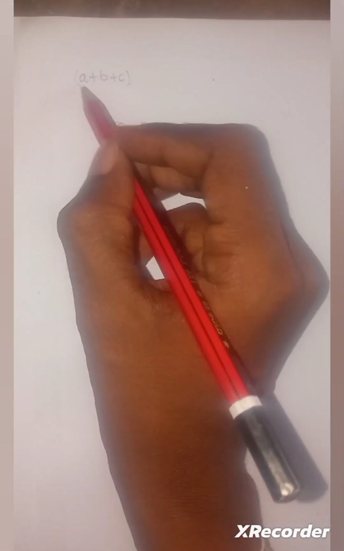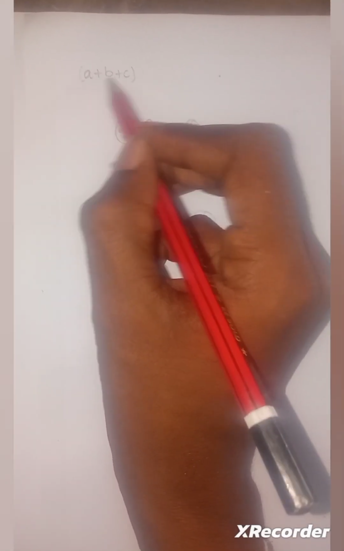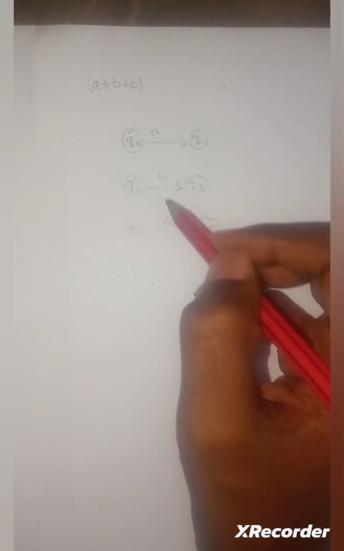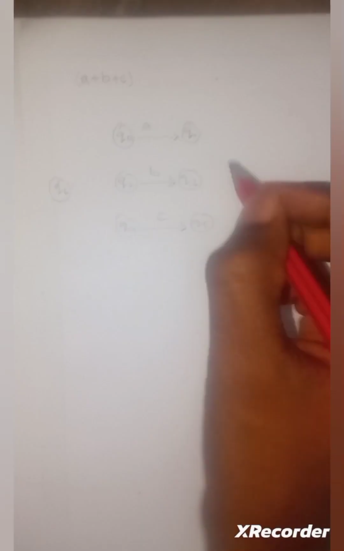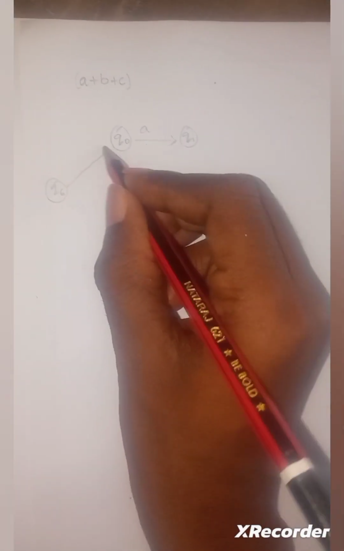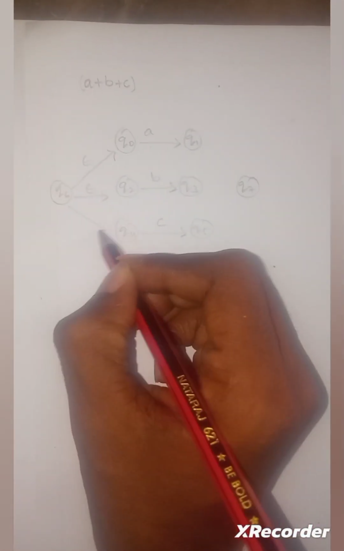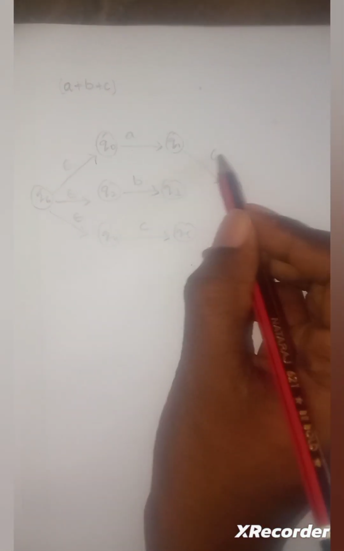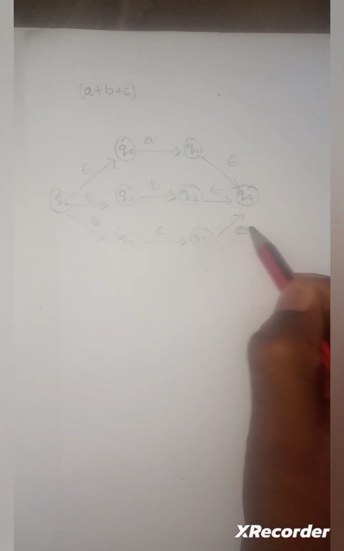And in between A, B and C we have plus symbol, right? So whenever we have plus symbol between input symbols, then we need to perform union operation. So in order to combine all these states, we have to take two more states. Let the states be Q6 and Q7, right? Now here we need to connect Q6 to Q0 by epsilon, and Q6 to Q2 by epsilon, and Q6 to Q4 by epsilon. And in a similar way, here also we need to connect Q1 to Q7 by epsilon, Q3 to Q7 by epsilon, Q5 to Q7 by epsilon.